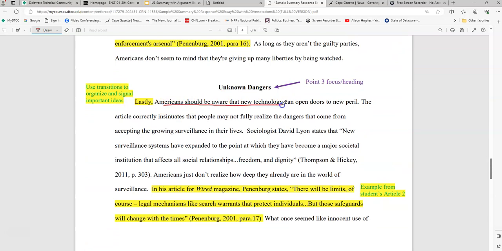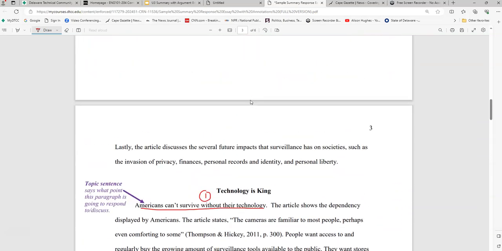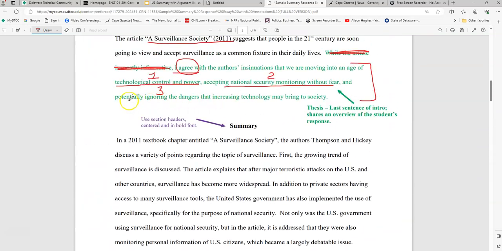"Americans should be aware that new technology can open the doors to new peril." And this idea of unknown dangers, right? So the topic sentence matches the header. And then if we go back up to the thesis again, previewing, we're potentially ignoring the dangers. So essentially, your thesis is going to be a one-sentence summary of your response points.